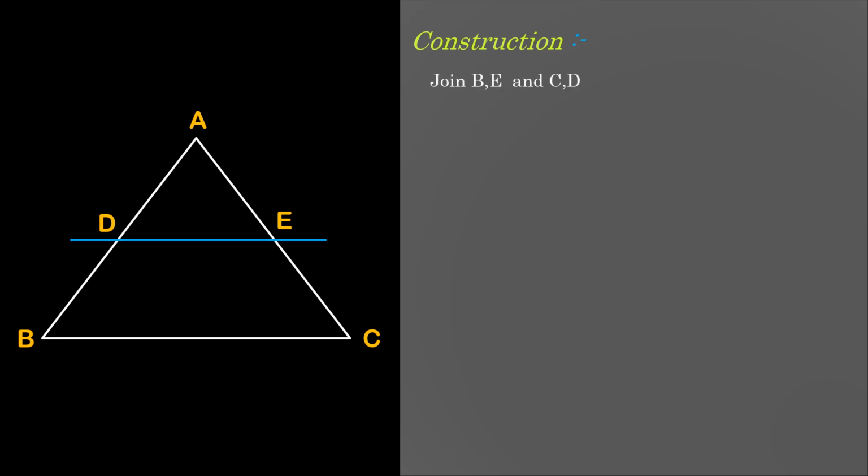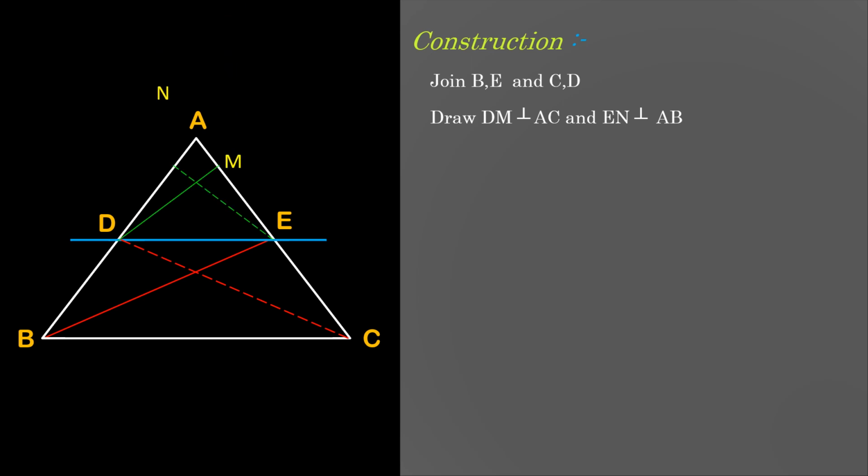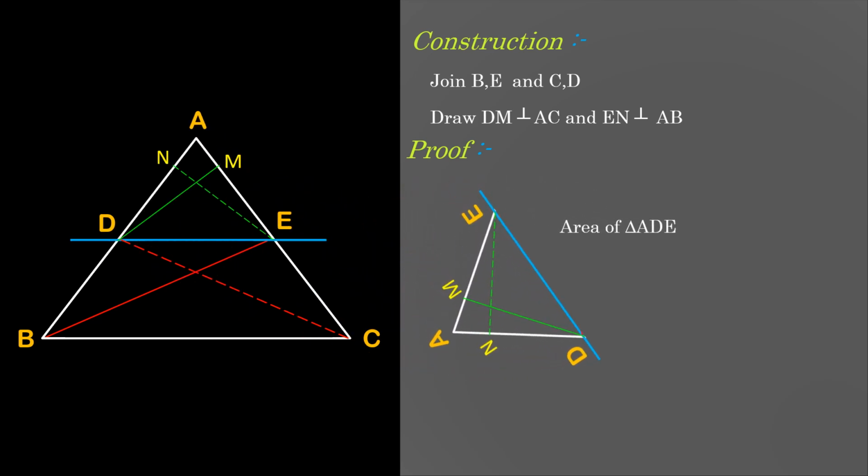Construction. Now we are going to join B to E and C to D, and draw DM perpendicular to AC and EN perpendicular to AB. Proof. Area of triangle ADE. We are going to calculate the area of the triangle by making AD as the base. So the area of triangle ADE is half into base AD into height EN.